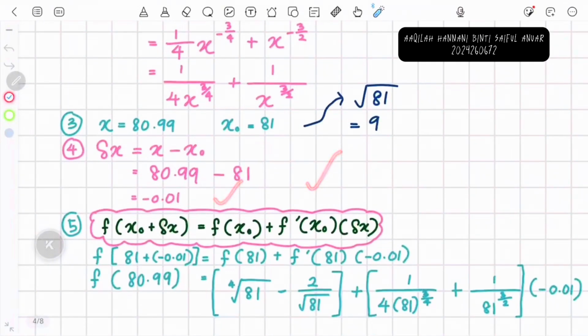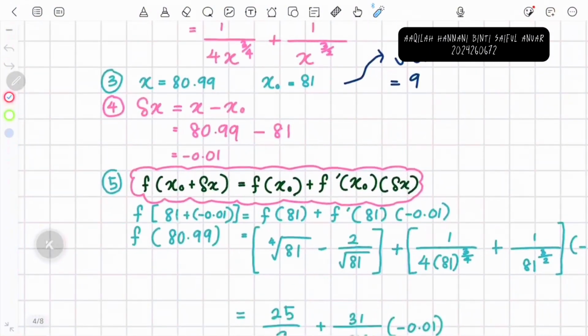Then we must find the chosen value. The given value is already given, which is 80.99. For the chosen value, we must choose the nearest number to the given value that, when we square root it, will become an integer number. So we choose 81, and when we square root it, we get 9, which is an integer number. Then we need to find the delta x. Given value minus chosen value, so we just substitute and we got negative 0.01.